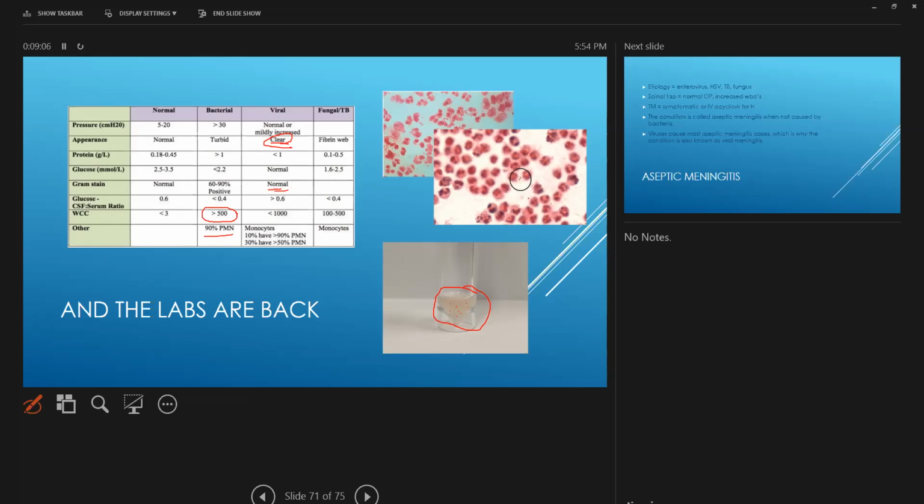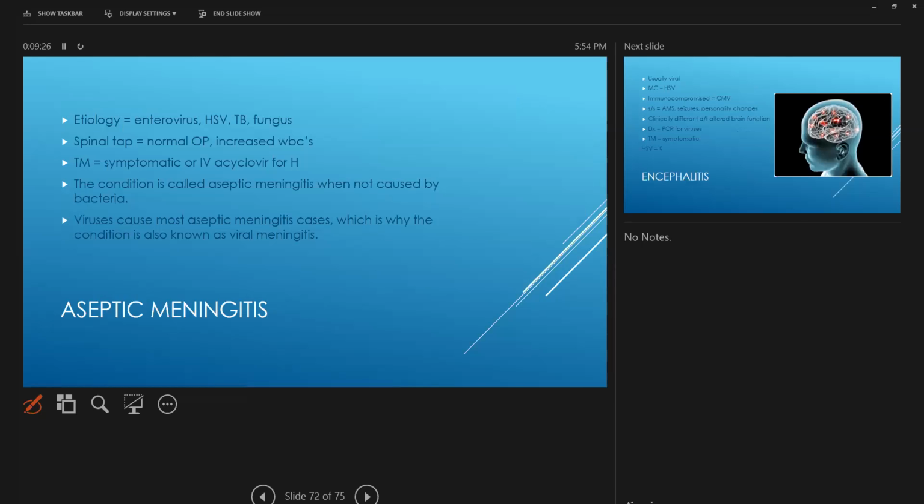And then with fungal, you're definitely going to have some predisposing feature to really consider this. If I've got an HIV patient with a stiff neck and signs of meningitis, then I'm concerned that there's a possibility for a fungal pneumonia or meningitis. Aseptic, basically caused by a virus or a fungus. You're going to have a normal opening pressure and increased white blood cells, but they're not going to be neutrophils.